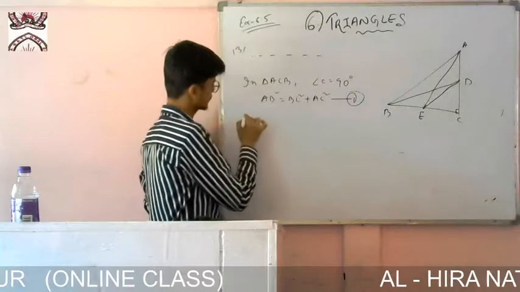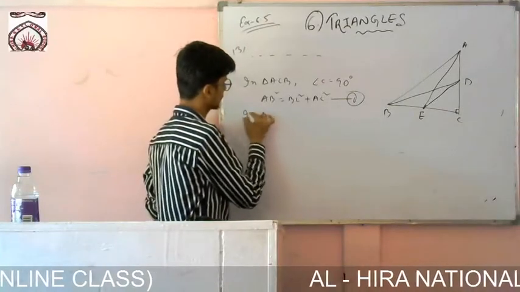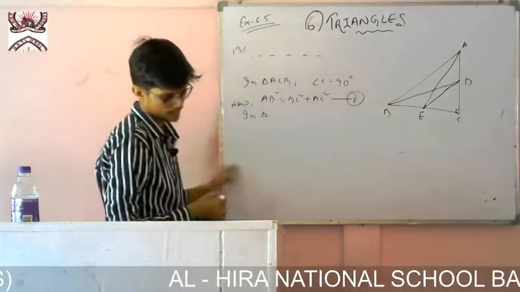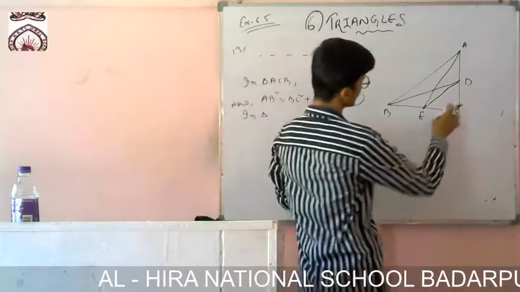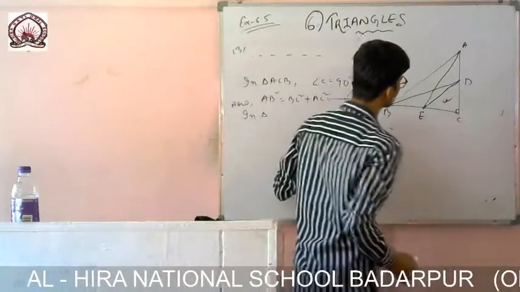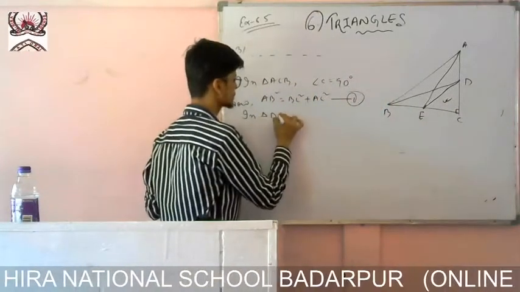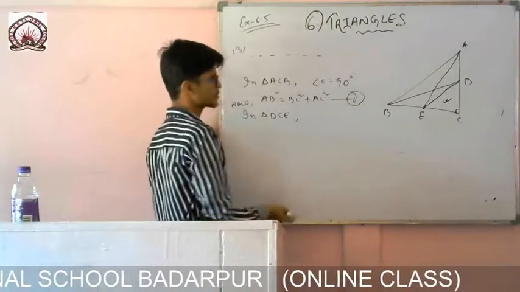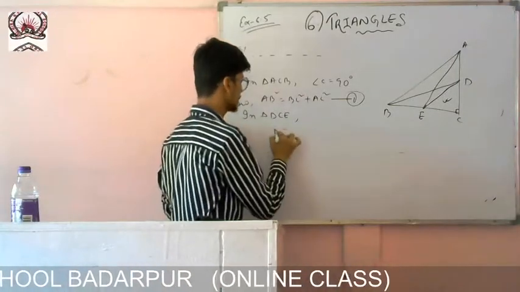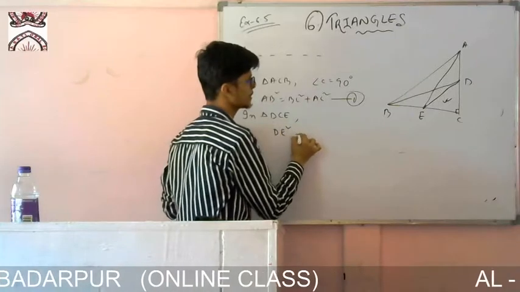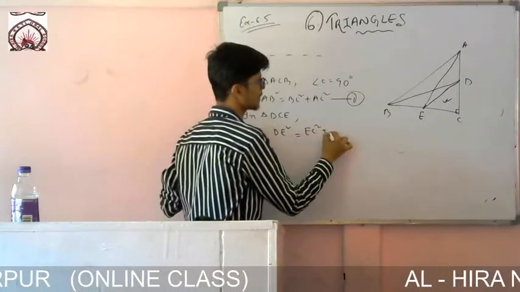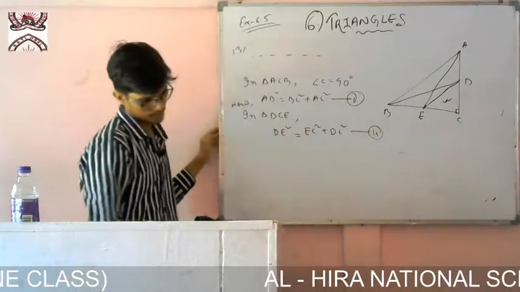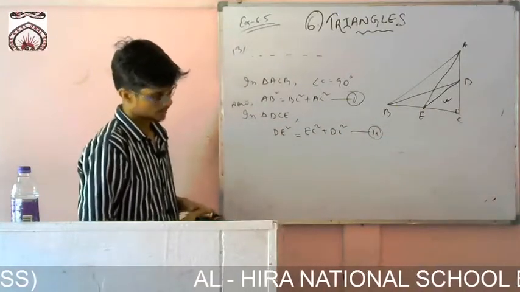Now, another triangle I am taking, DCE, this small triangle. In triangle DCE, again angle C is equal to 90 degrees. So what can I write? DE square is equal to EC square plus DC square. Equation number 2.